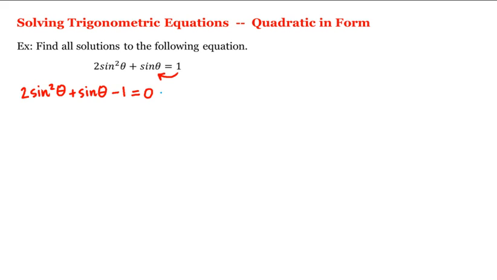Now isn't this the same thing as 2u squared plus u minus 1 is equal to 0, where u is sine of theta? So it's quadratic in form. And how do we solve a quadratic equation? Well, we factor if we can. And the left-hand side here will factor. It factors into 2u minus 1 times u plus 1.